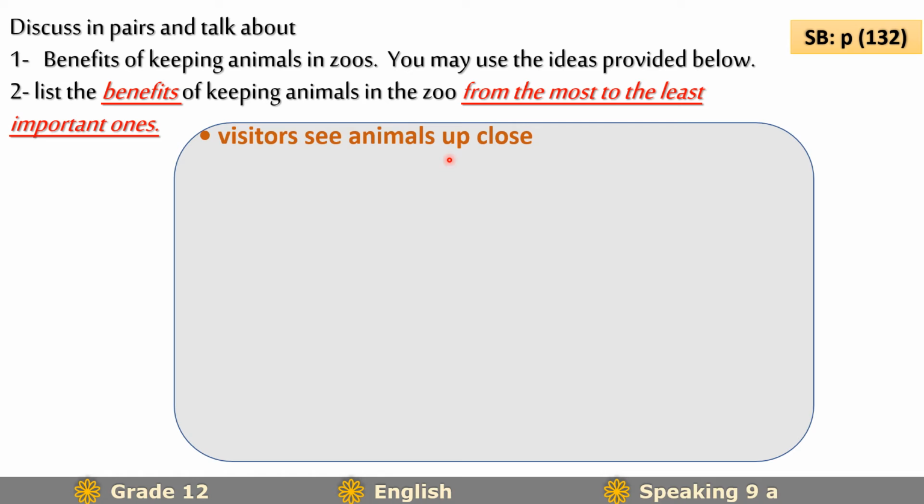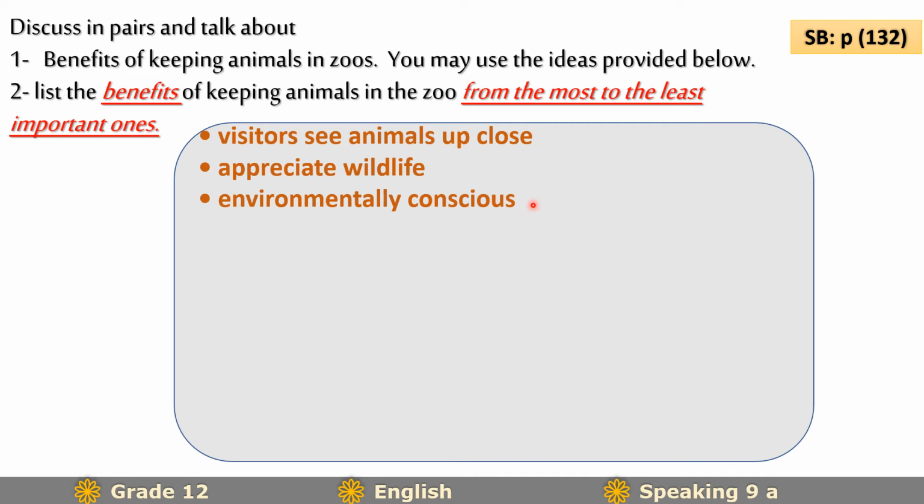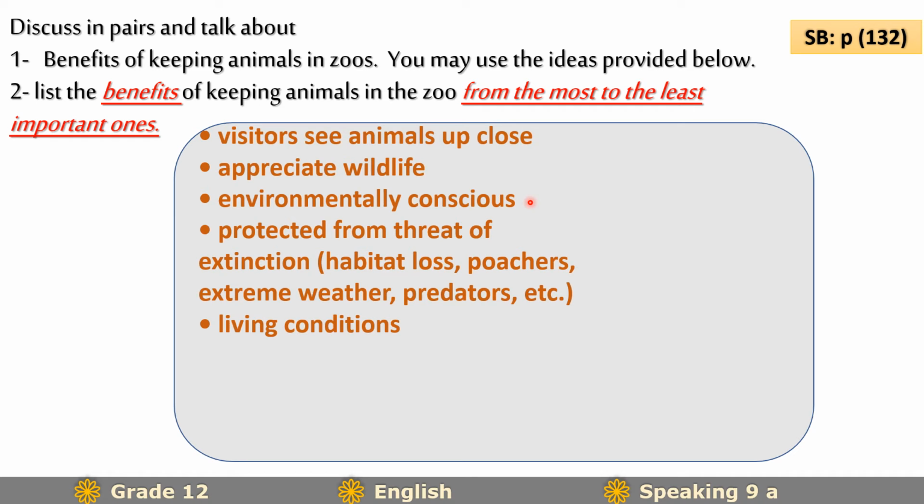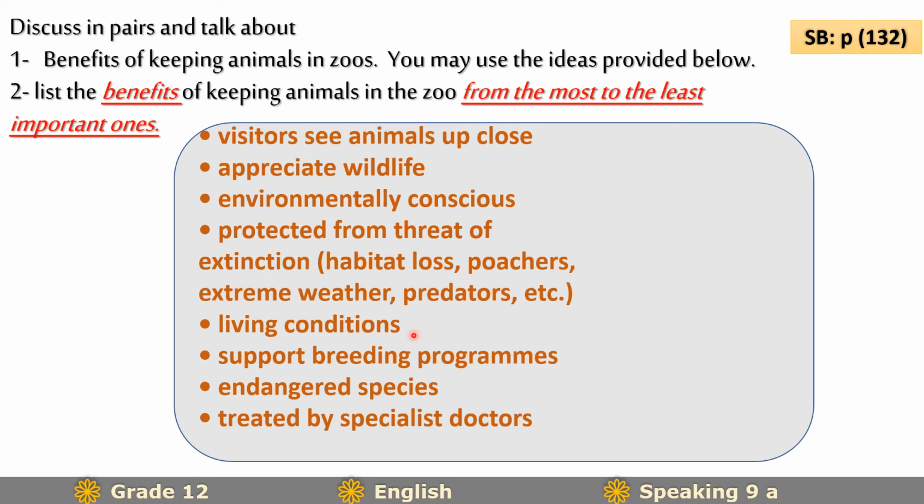below. The first one is visitors see animals up close. Number 2, appreciate wildlife. The third one, environmentally conscious. Number 4, protected from threat of extinction, habitat loss, poachers, extreme weather, predators, etc. Next idea, living conditions. Support breeding programs, endangered species, and treated by specialist doctors.